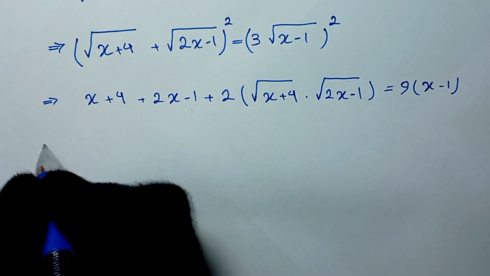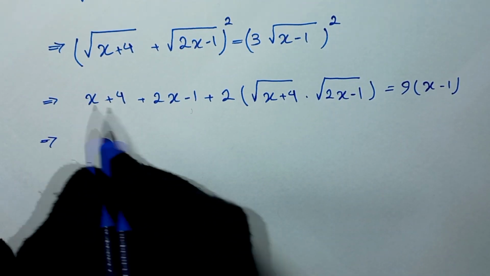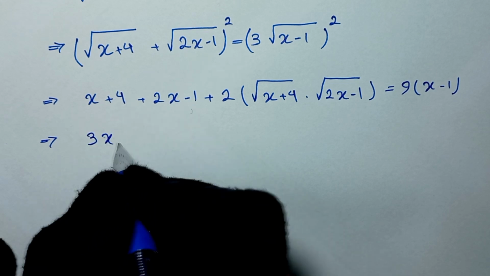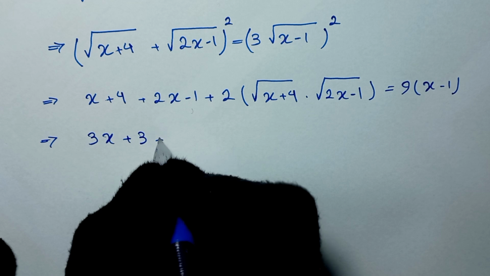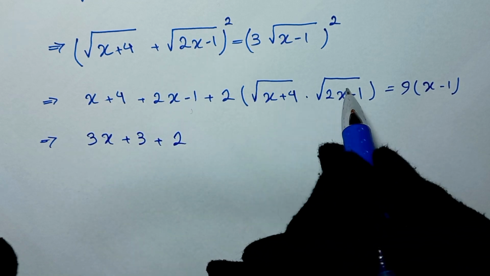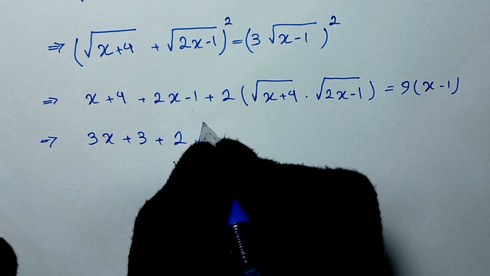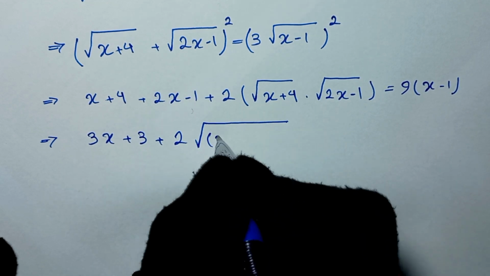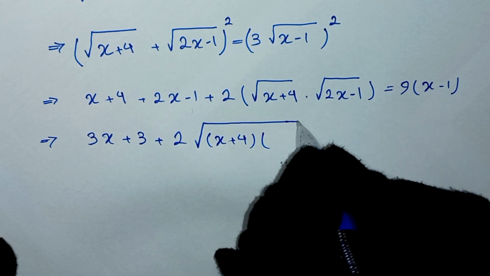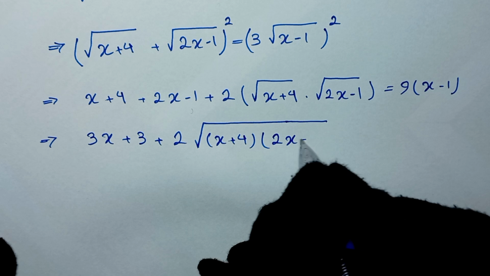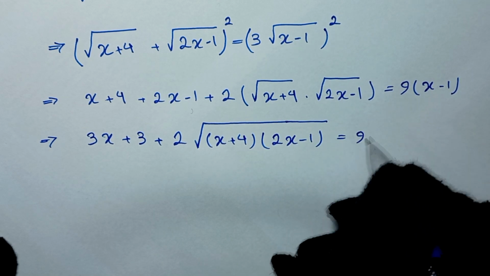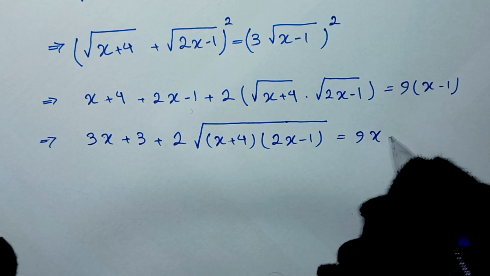And it will be x plus 2x, it will be 3x, and 4 minus 1, it will be 3, and plus 2 times, we can write this square root times this square root as square root of x plus 4 times 2x minus 1, is equal to 9 times x, it will be 9x, and times negative 1, it will be negative 9.